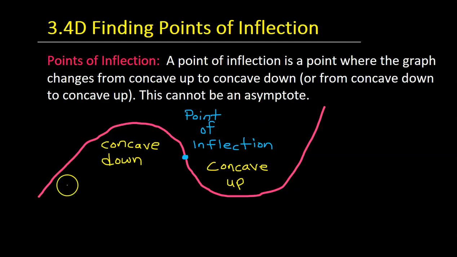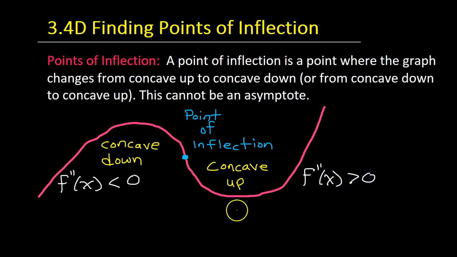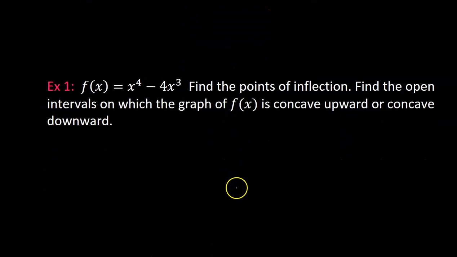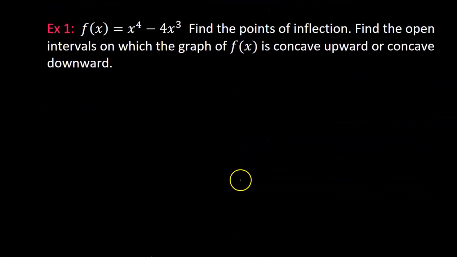We have learned that a function will be concave down in intervals where the second derivative is negative. So where the second derivative is less than 0, it'll be concave down, and where the second derivative is positive, that's where it will be concave up. So keep that in mind as we look at example 1.